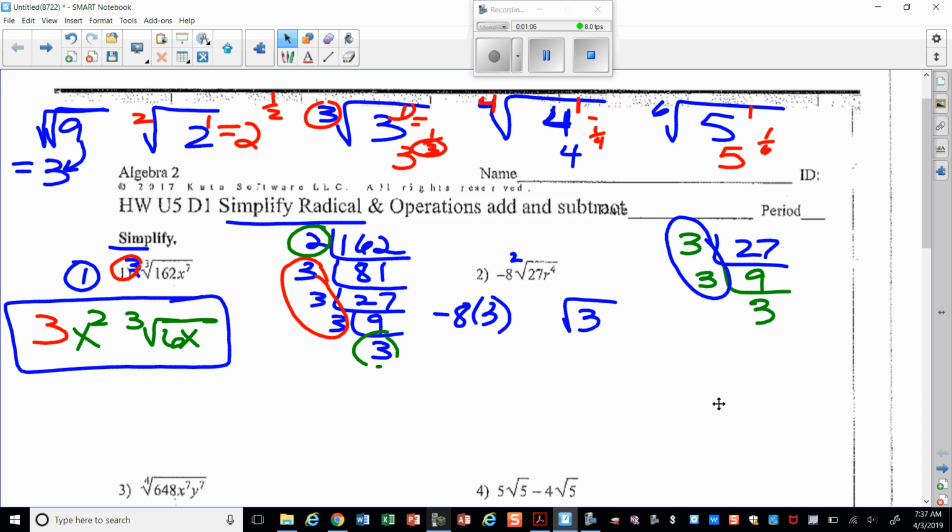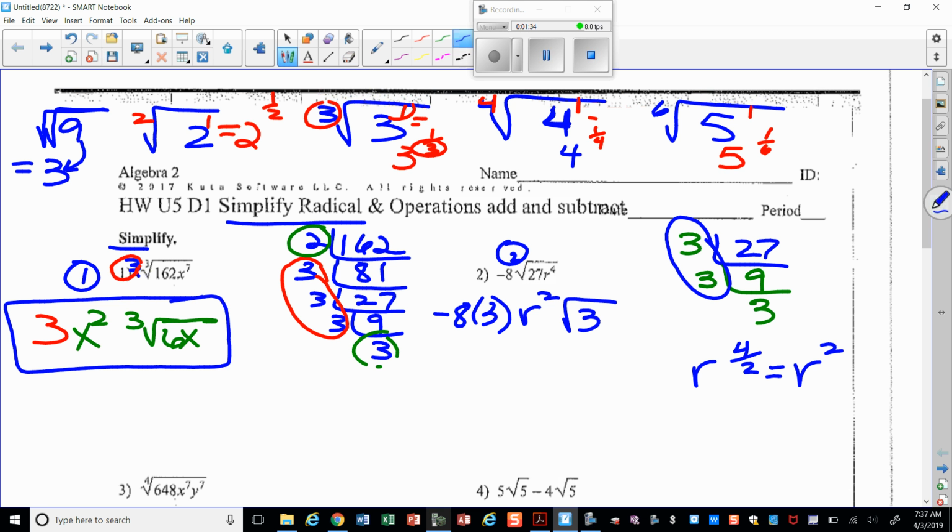All right, and then I have the r to the 4th power. Remember, you can write that as a fraction, so that would be r to the 4th power, and then the 4 is divided by 2, right, the index. And then that reduces to r. 4 divided by 2 is squared, all right? So that means I get an r squared out here. That was a perfect square.